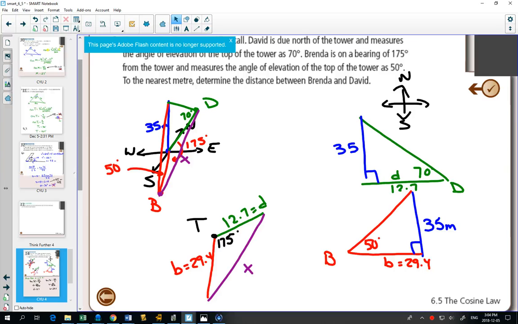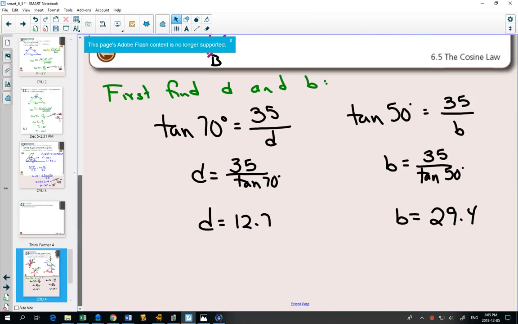Can't you just add 12.7 and 29.4 together? Well, if I was walking from Brenda here to David here, I think it'd be quicker to take the purple route than it would be to take the red and the green route. So I'm going to say that the purple route is going to be shorter than adding the two together. Okay? So now we can solve for x.